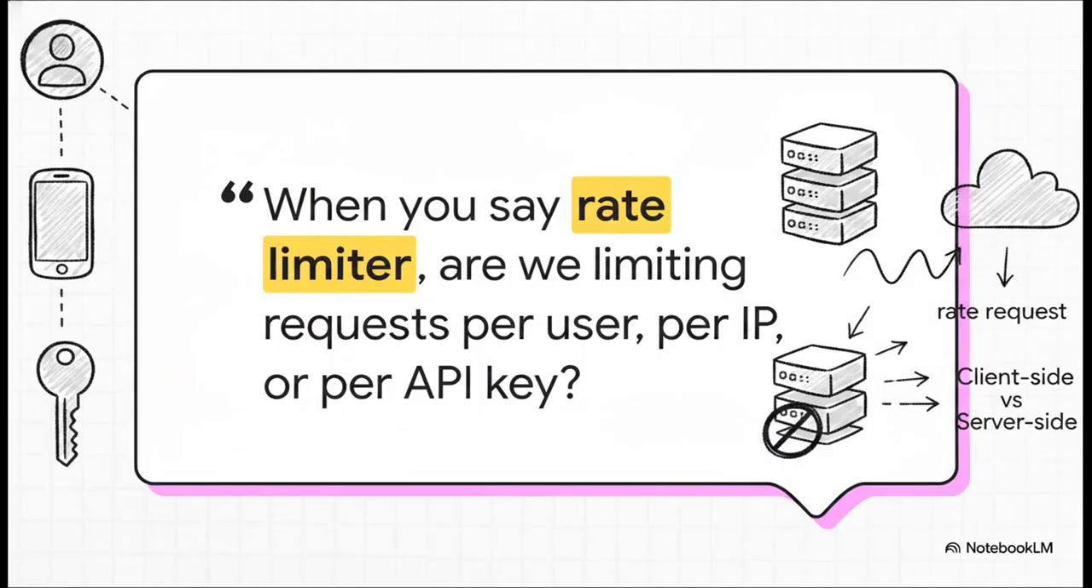Okay, so first things first, we need to establish the golden rule of system design interviews. Never, ever jump straight to a solution. Instead, you've got to open with clarifying questions. A rate limiter can mean 5 completely different things depending on the context, so you need to narrow it down out loud. Ask them, are we limiting requests per user, per IP, or per API key?